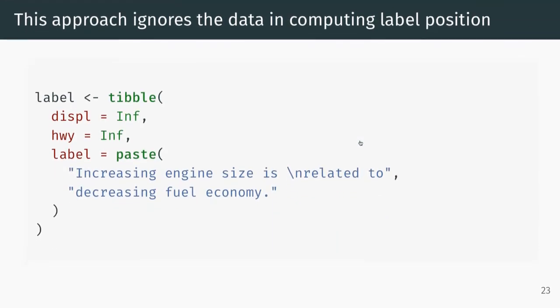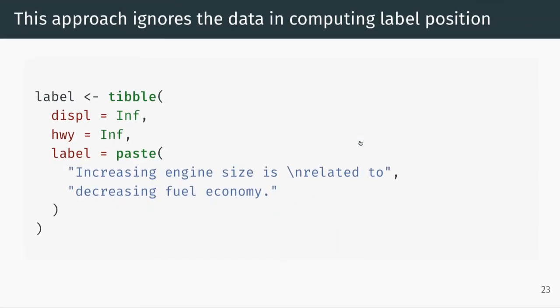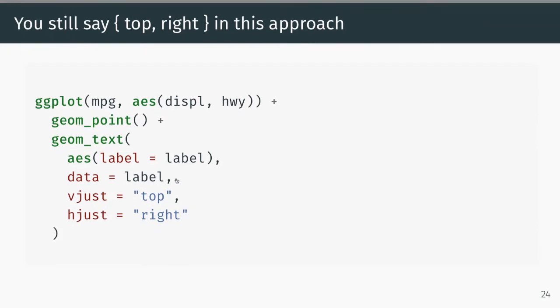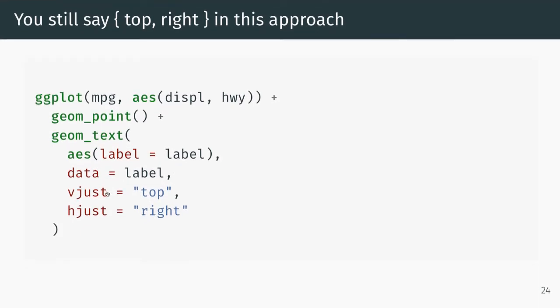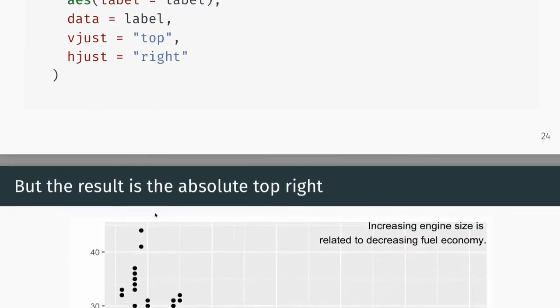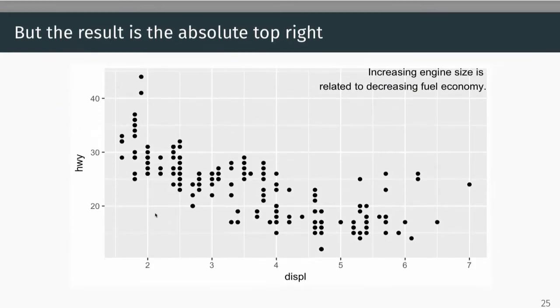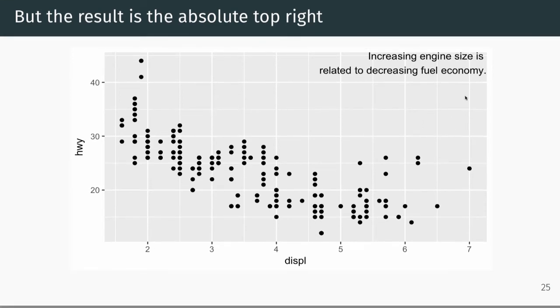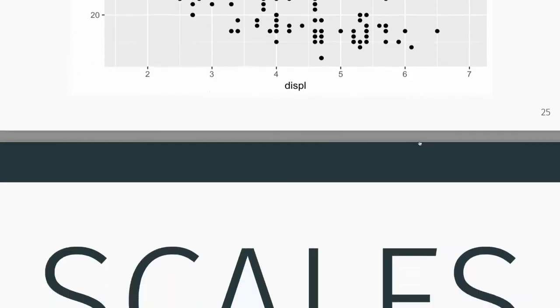Now, here's another approach to doing the same thing. This one ignores the data, so this makes the x-axis infinity and the y-axis infinity, and we paste the same thing here, and we do exactly the same thing. We say that we're going to put this in the top right corner, but instead of the top right corner being the top right corner of the data, it's the top right corner of the plot. So it's exactly as far in the upper right corner as possible.